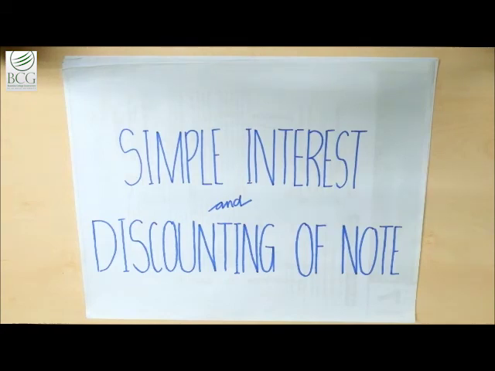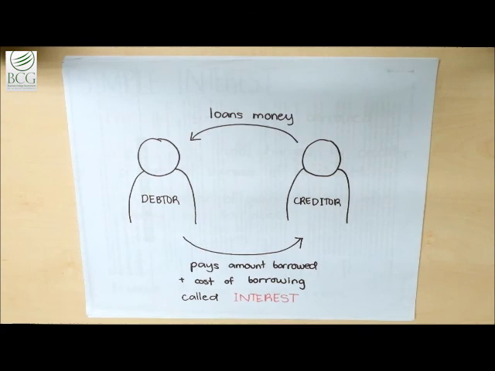Today we are going to discuss simple interest and discounting of note. In a loan transaction, there are two parties, the debtor and the creditor. The creditor is the one that lends the money to the debtor. After a certain period of time, the debtor pays not only the amount that he borrowed, but also the cost of borrowing it. This cost is what you call the interest.